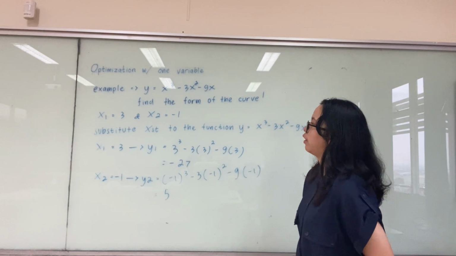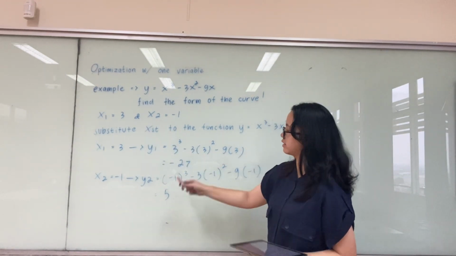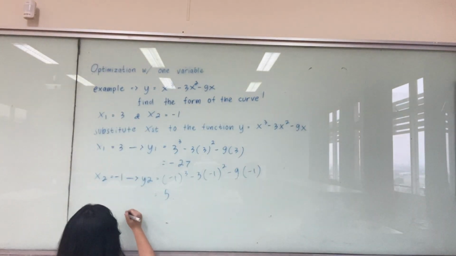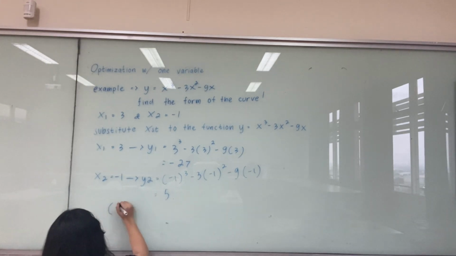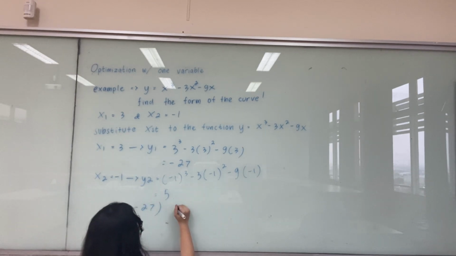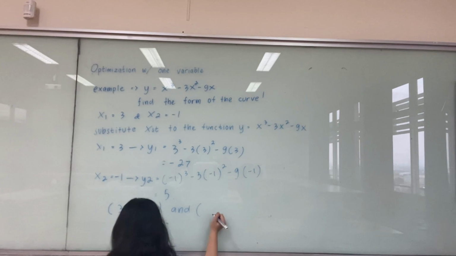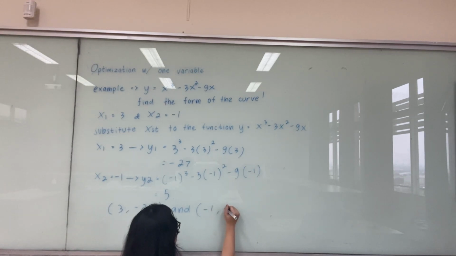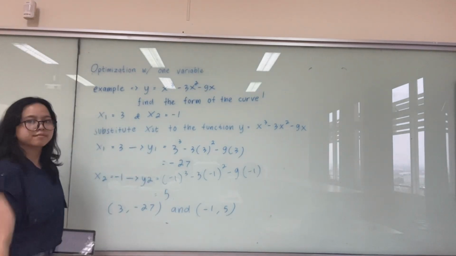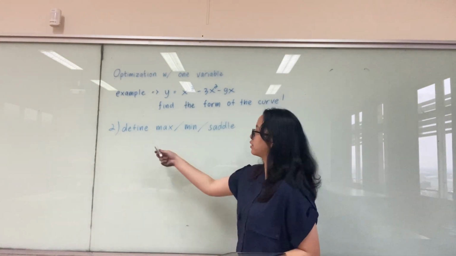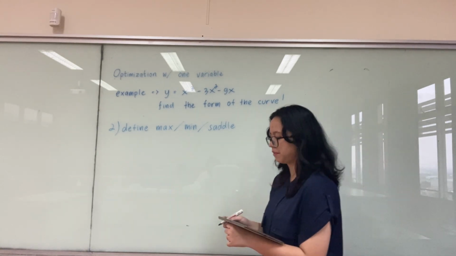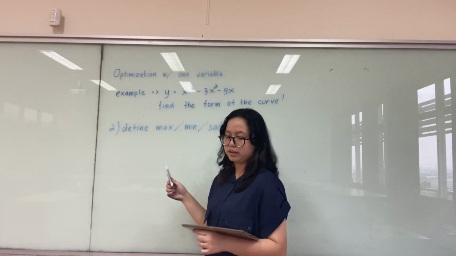Now we already found the first and the second x and also the first and the second y. That means the stationary points are (3, minus 27) and (minus 1, 5). Now we have found the stationary points. Next, we are going to apply the second rule, which is to determine the maximum, minimum or saddle points. Now we are going to find the second derivative of y.